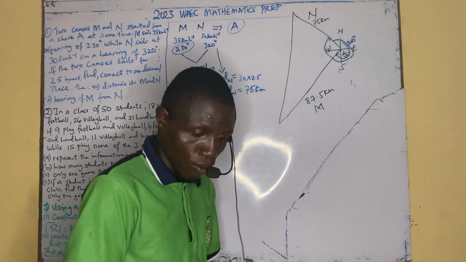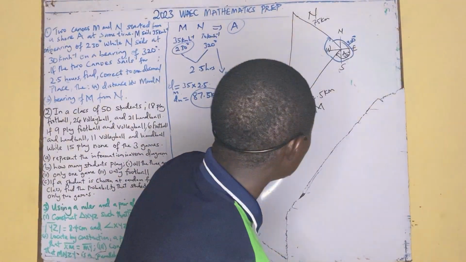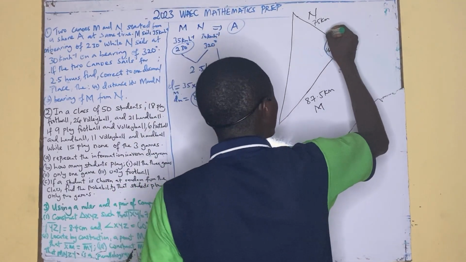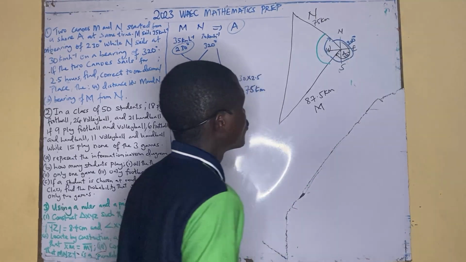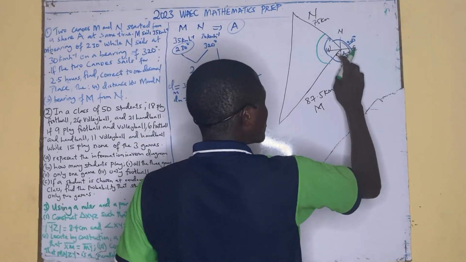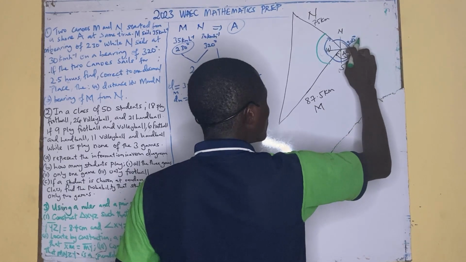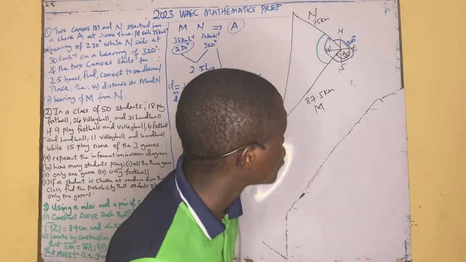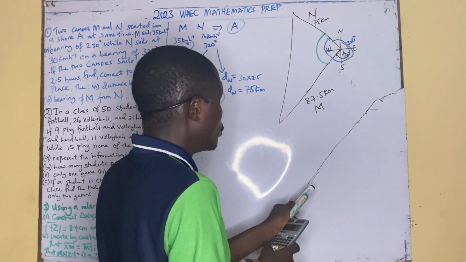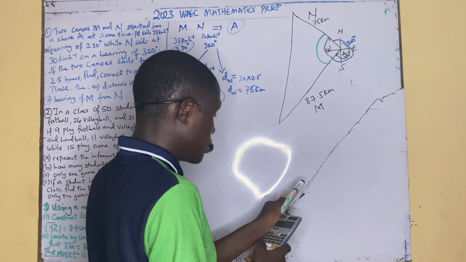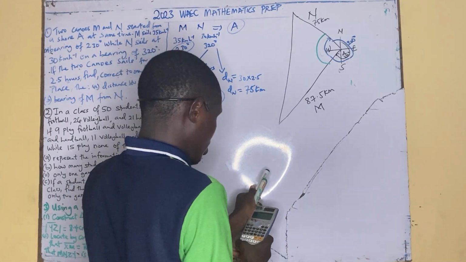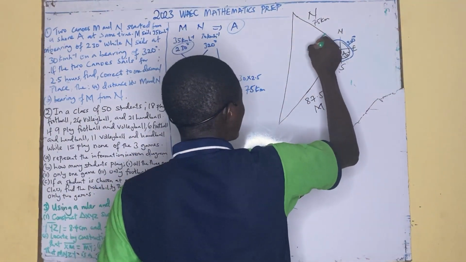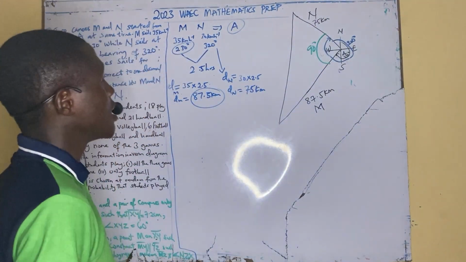Now to get the angle of the triangle, I'm trying to use a different marker. The angle of the triangle will be from here to here. So meaning that to get from here to here, you are going to take away 230 from 320. So 320 minus 230, we have 90 degrees. So this is a right angle triangle. This is 90 degrees.